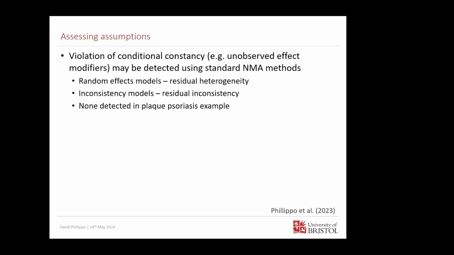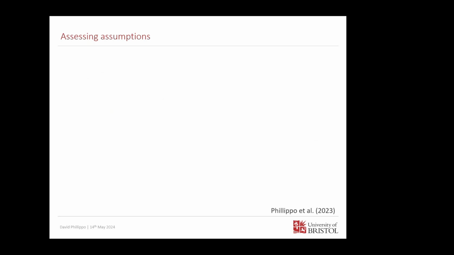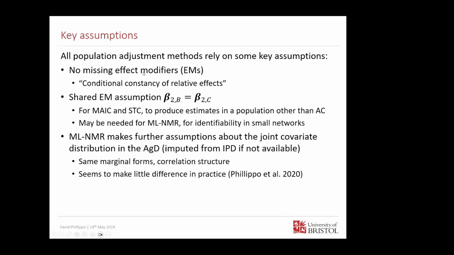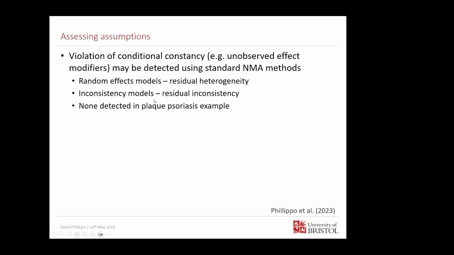Now, using multi-level network meta-regression, we can actually validate these first two assumptions here. So there's no missing effect modifiers and the shared effect modifier assumption. And these two are essentially untestable with MAIC and STC, but with MLNMR, we can try to validate them.